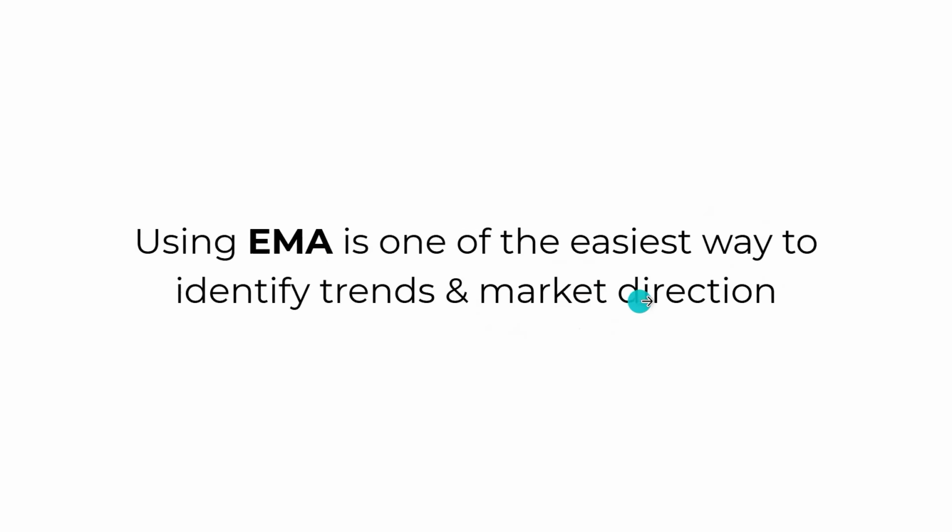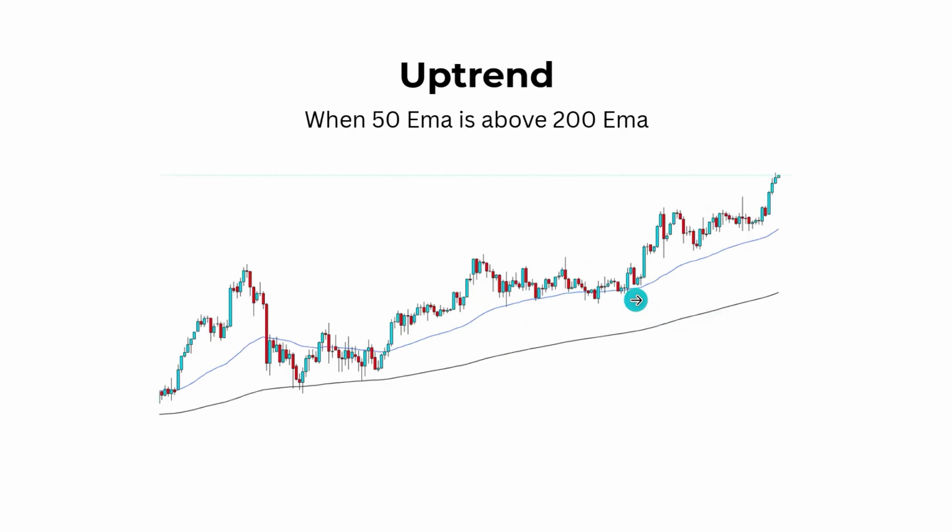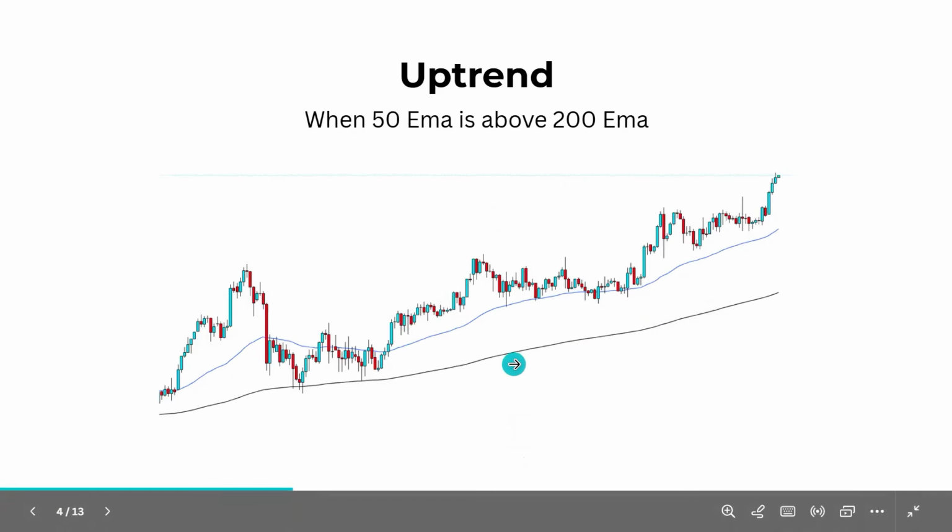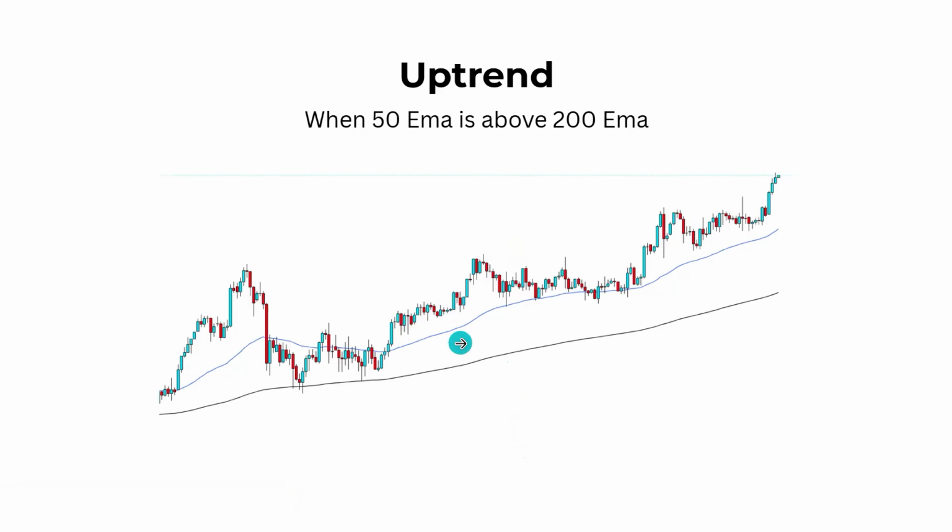Using EMAs is one of the easiest and simplest ways to identify market trends and market direction. This is an example of how we use the 50 and the 200 EMA to identify an uptrend. The blue line you can see here is the 50 EMA, while the black line is the 200 EMA. In an uptrend, the 50 EMA is going to be above the 200 EMA, and price is also going to be above both EMAs, which tells you that price is trending to the upside.